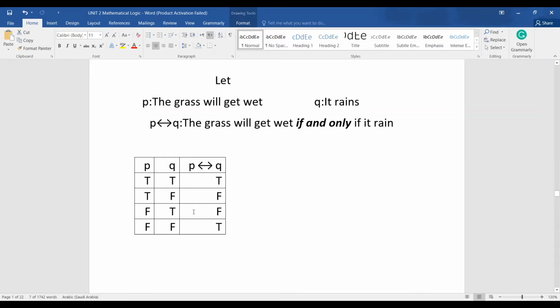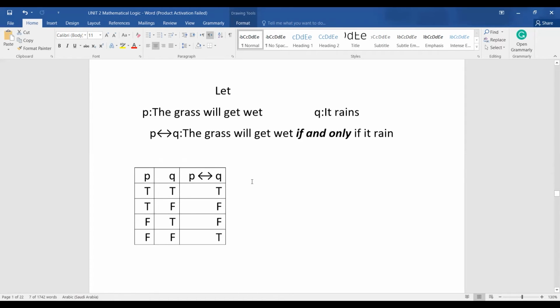If it rains, it means there is nothing covering the grass, so of course it is going to get wet. But if I say it rained but there was no water on the street, obviously I'm lying, so it will be false. Next, when both the statements are false, the grass did not get wet and it did not rain, it would be true because here I'm not lying and I'm saying something obvious. The grass did not get wet, it did not rain, so of course it's going to be a true value.